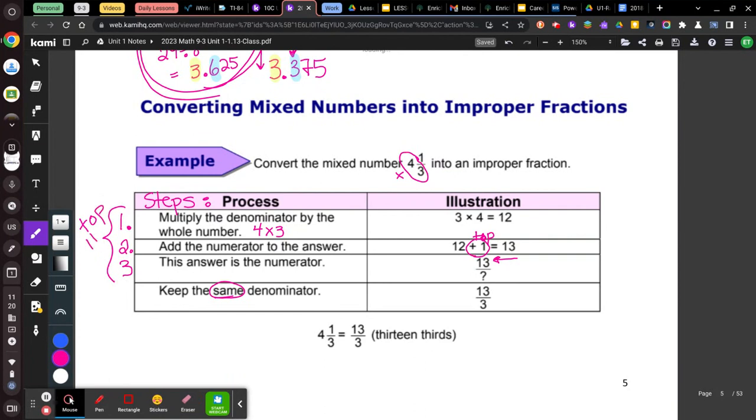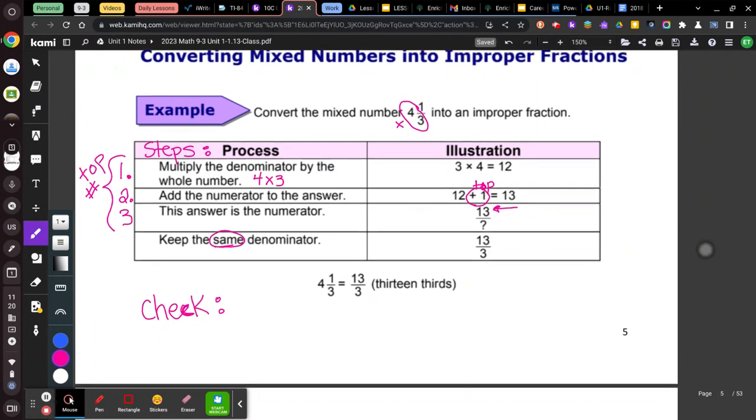Top number. It takes 3 steps to get your top number. The last step is your bottom number doesn't change. It stays the same. So when you convert, how do you know if you did it right? How do you check your work? You check your work by converting both numbers to decimals, and the decimals have to be identical.